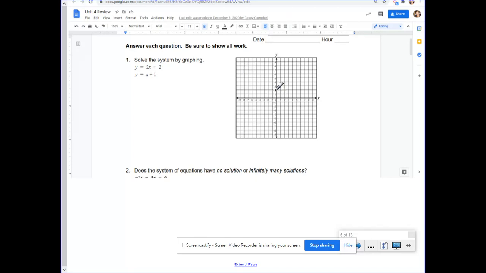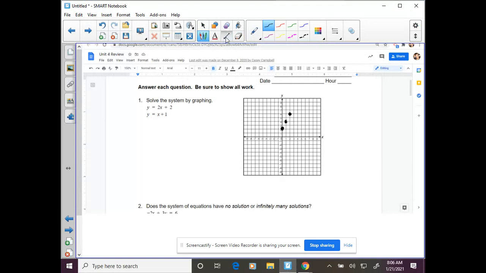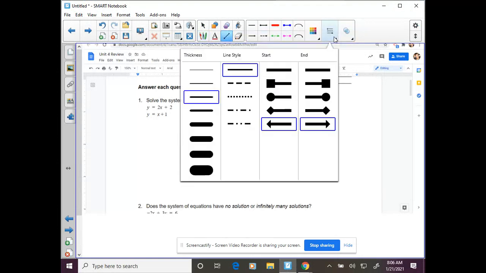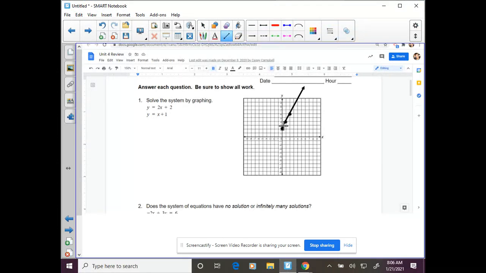Make a point at 2, really small. Then from there, I'm going to go up 1, right 1, up 1, right 1. You don't need a bunch of points. You really only have to have 2 points, and then you can make a line through it like that. So that's your first line.